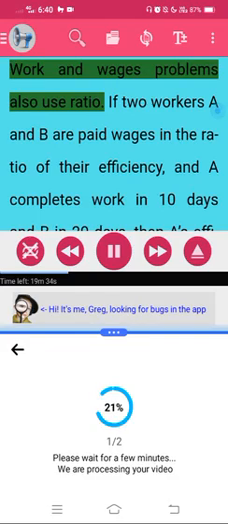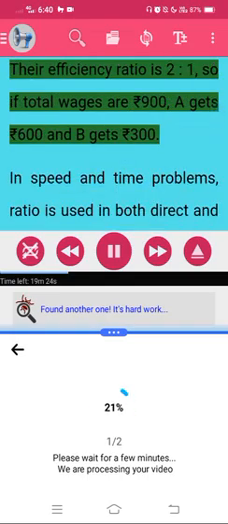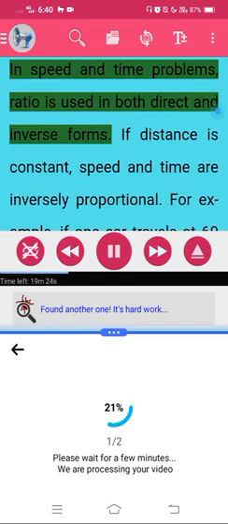Work and wages problems also use ratio. If two workers a and B are paid wages in the ratio of their efficiency, and a completes work in 10 days and B in 20 days, then A's efficiency is 1/10 and B's is 1/20. Their efficiency ratio is 2:1, so if total wages are 900 rupees, A gets 600 rupees and B gets 300 rupees. In speed and time problems, ratio is used in both direct and inverse forms.